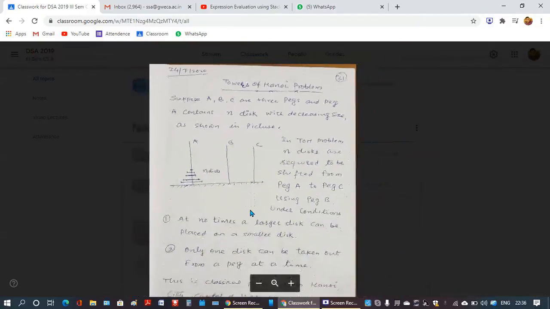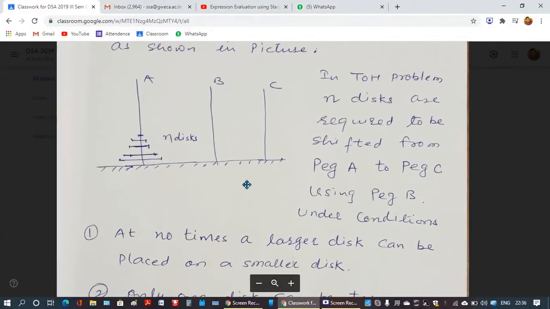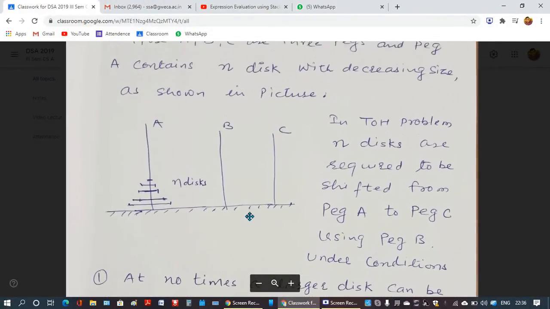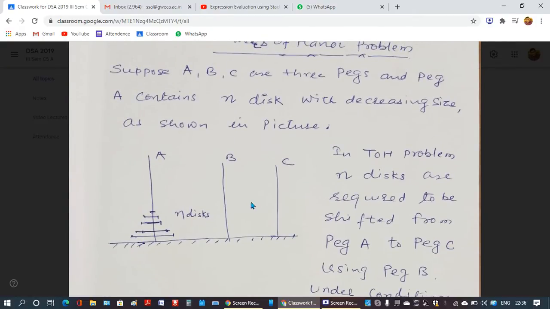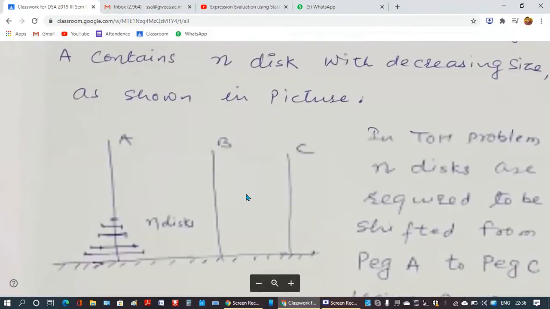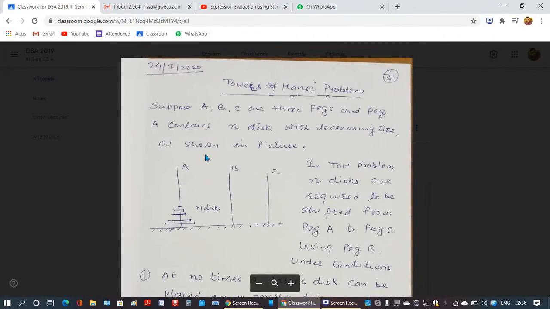You all are probably aware that Hanoi is the capital city of Vietnam, and this is a problem taken from there. So this is named the Tower of Hanoi problem. So there is a mythological story behind it. What is the problem? So let us first understand the problem statement. Problem statement means what is the problem, and then we'll discuss the solution.